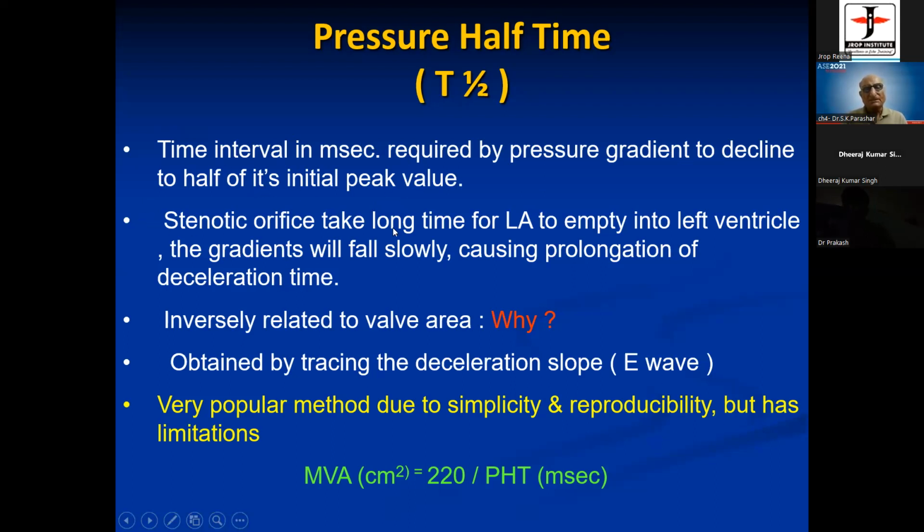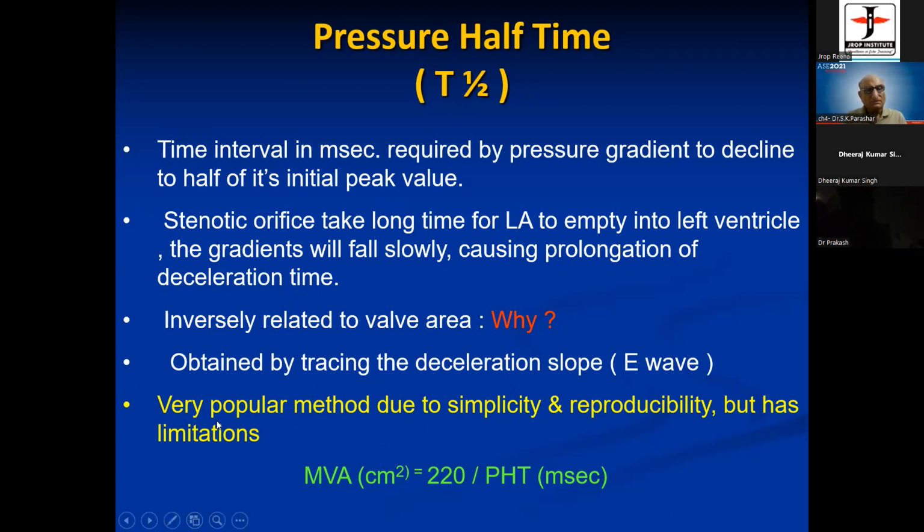When there is a stenotic orifice, that means there is a large left atrial pressure as compared to LV pressure. When the pressure is very large in the LA, it takes a longer time to empty into the left ventricle, causing a prolongation. Forget about it. Remember, the machine automatically calculates it for you. The formula is 220 divided by pressure half time, and you automatically get a mitral valve area.